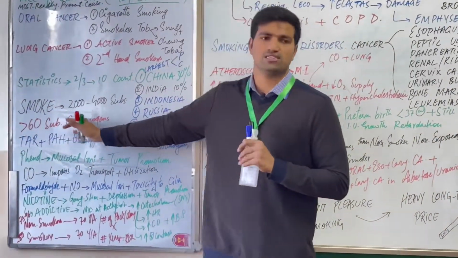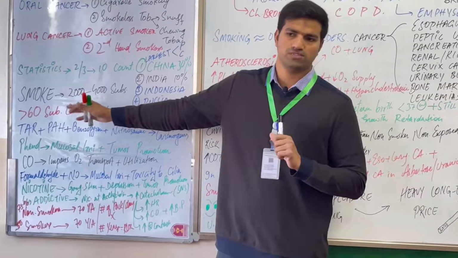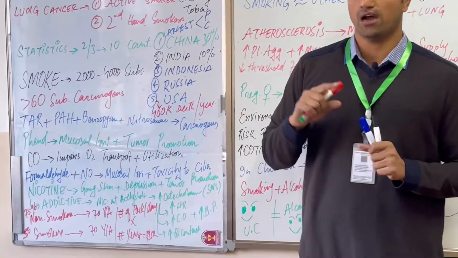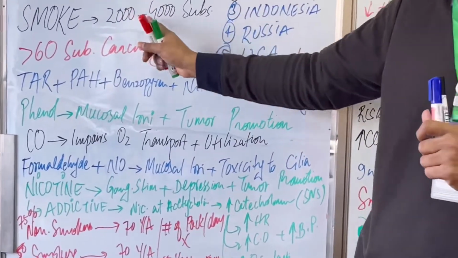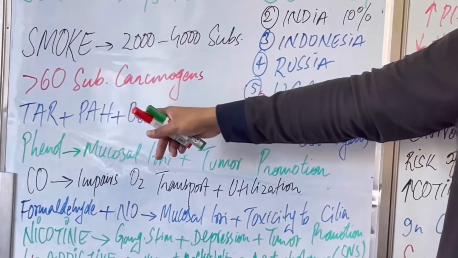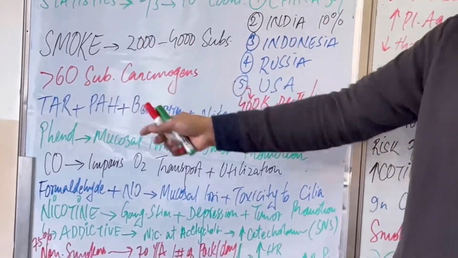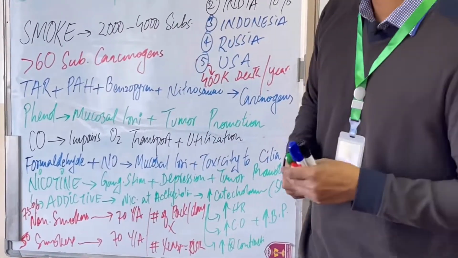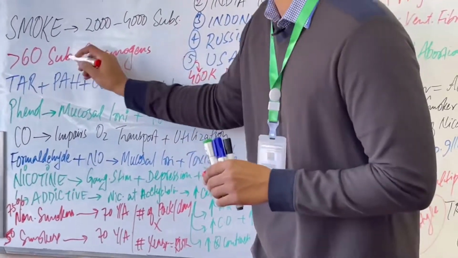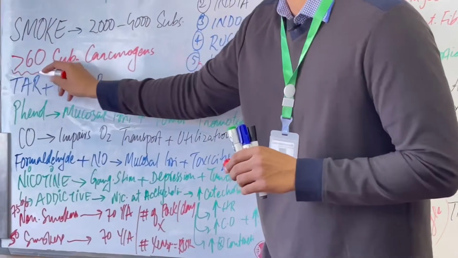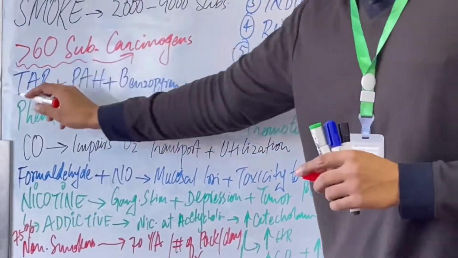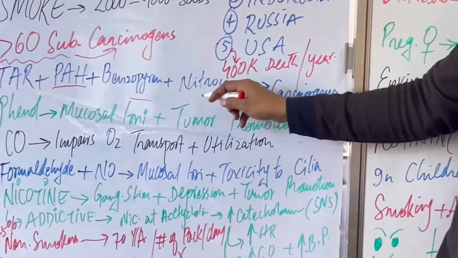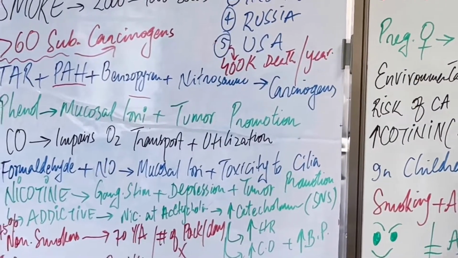Then we have discussed the smoke which comes from the cigarette. It contains 2,000 to 4,000 substances, and out of these, more than 60 substances are carcinogens, which cause cancer, carcinogenesis. Of these 60 carcinogens, we have tar plus polycyclic aromatic hydrocarbons, benzopyrene and nitrosamines, which are simply causing the cancer.